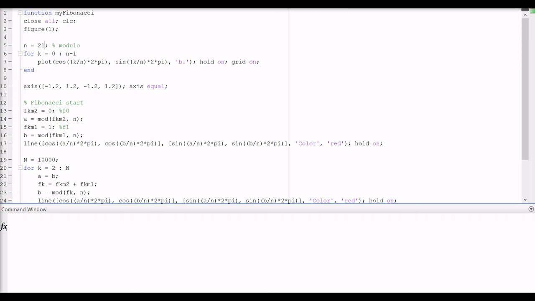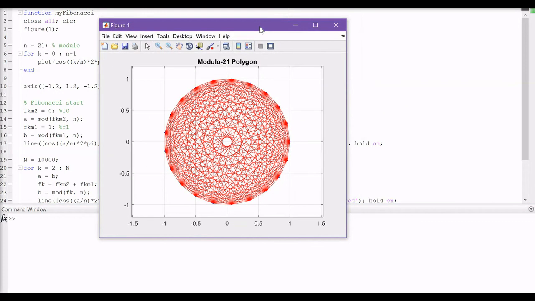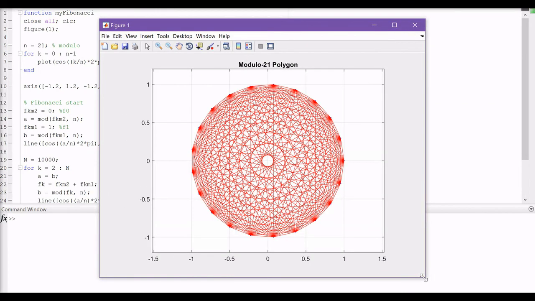So again, this is an odd number. Most of the odd numbers, pretty much all of the odd numbers so far, have generated complete or semi-complete modulo polygons. So what do you think is going to happen for 21? Once you generate the modulo polygon for modulo 21, you get this very, very beautiful picture, right?